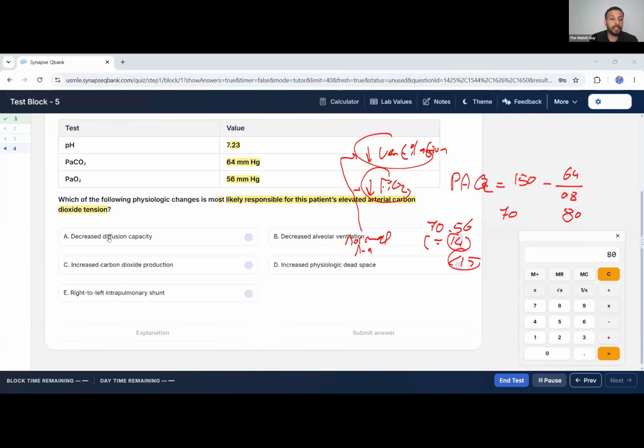With a normal AA gradient, I'm for sure knowing that the patient is not having decreased diffusion capacity. Decreased AA gradient, I'm going to explain the shunt right now, but it's not shunt. Increased physiological dead space, we said this happens in pulmonary embolism, and pulmonary embolism leads to increased AA gradient. Decreased alveolar ventilation, this is the answer. Increased carbon dioxide production.